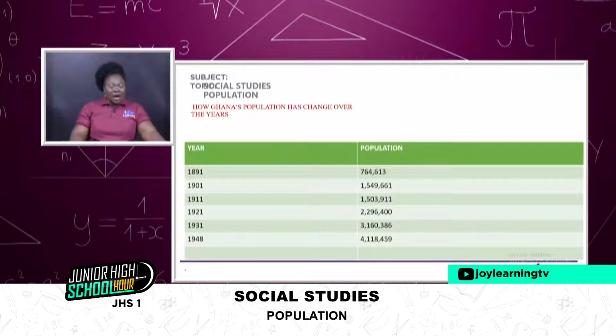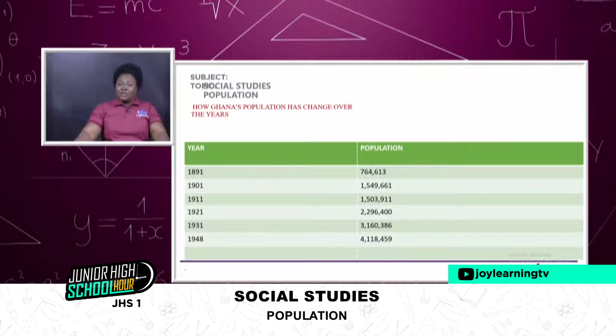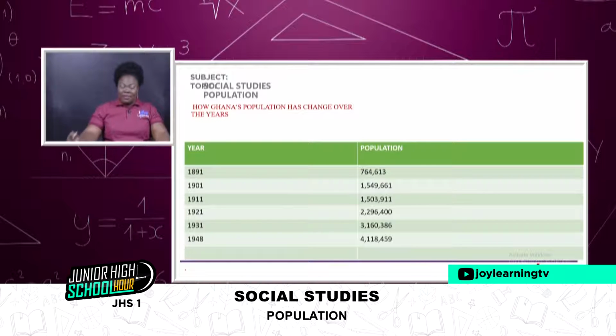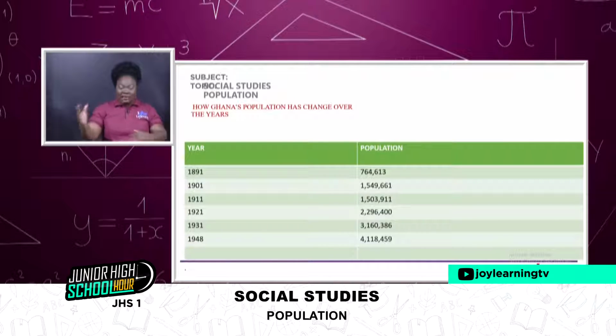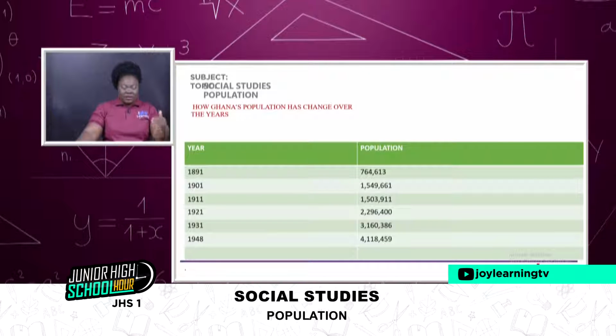Now let's look at how Ghana's population has changed over the years, right? So Ghana's population census started in 1891. Are you aware of that? So take note of that. 1891. And the population numbers, figures are as follows. 1901, you can see the population figures there.